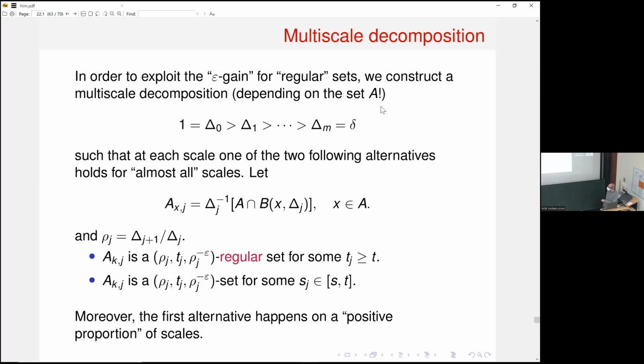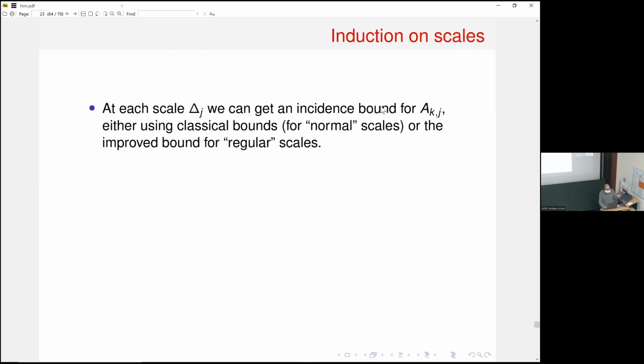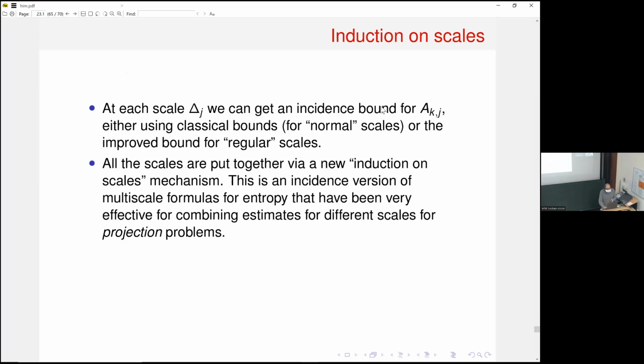So we do see that in this multi-scale decomposition, at some scales, the set looks regular, and at those scales, we can use the epsilon gain for regular sets to say something about the incidences of the intersection of a set with a small ball. Okay, and then we have to put all of the scales together.